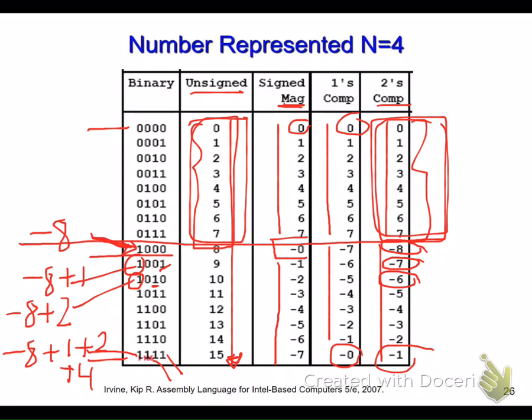If you have 5 bits, the last one will be the negative one, and it will be 2 to the power of 4 with a negative sign, and so on, exactly the same way of thinking. Okay?